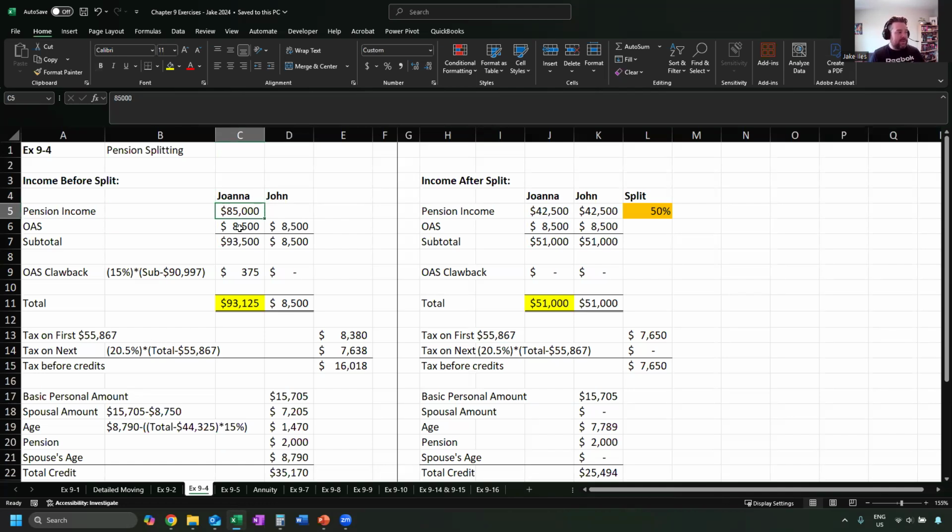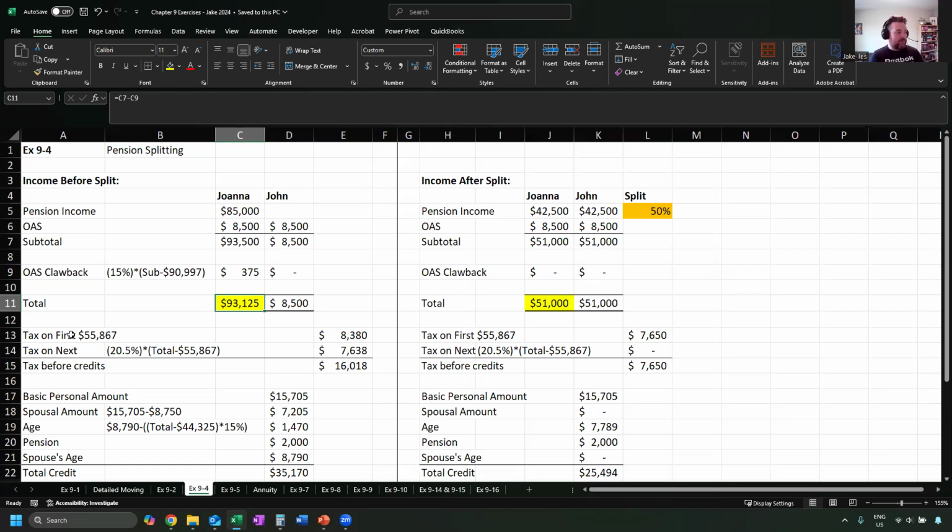The $85,000 that Joanna earned from the pension plus the OAS that she received, her total income was $93,500, but that's over the OAS threshold, so she has to pay back 15% of every dollar over that amount. So at $93.5 thousand, she will pay back $375. So her net income is $93,125.